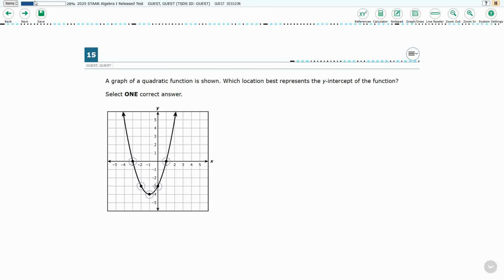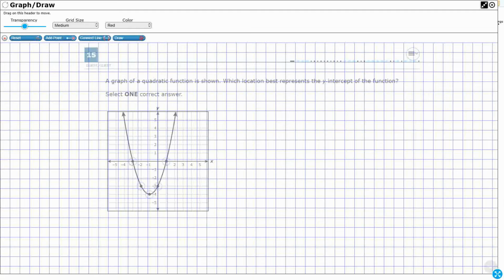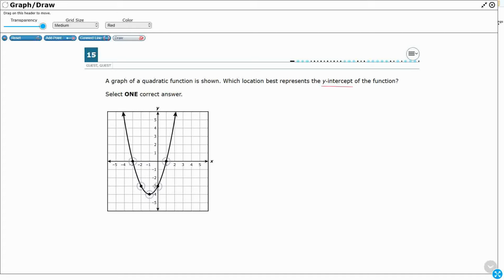For number 15, we are looking at attributes of quadratic function graphs. This is A.7a. This is a hotspot, so we simply need to touch the part of the graph that we think best represents the y-intercept of the function. And if you know what a y-intercept is, this problem should take you about 2 seconds.